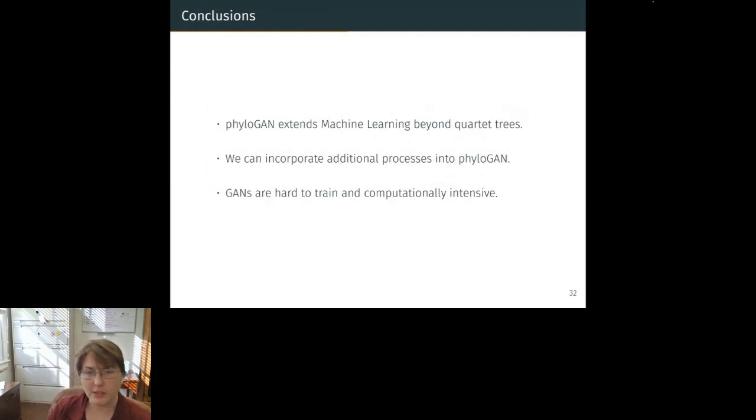So phyloGAN does extend machine learning approaches beyond quartet trees, and we can incorporate additional processes like ILS into phyloGAN. It's really flexible, so there's potential to incorporate other processes. However, I think the main negative here is that GANs can be really challenging to train. It's really hard to get them to converge on the correct solution sometimes, particularly as trees get larger, so when we got to 15 taxa and as we add more processes. And these can be very computationally intensive. So this takes several hours even to run on a relatively small number of taxa. And so I think those are the major limitations to this moving forward, and exploring different ways of summarizing the data for input into the GANs and ways to improve the training are potential paths forward.